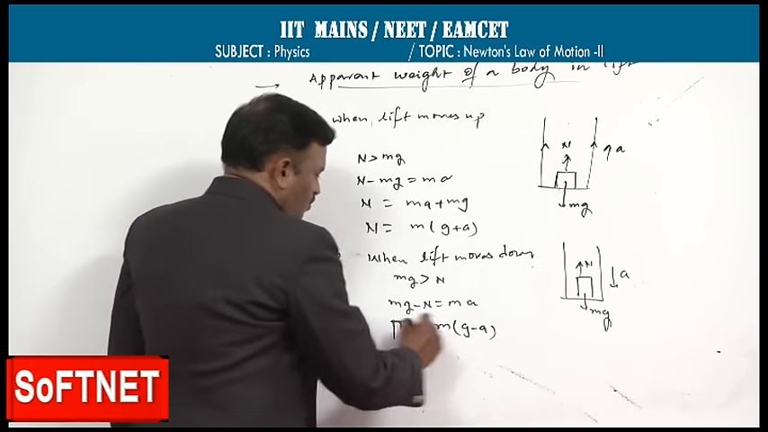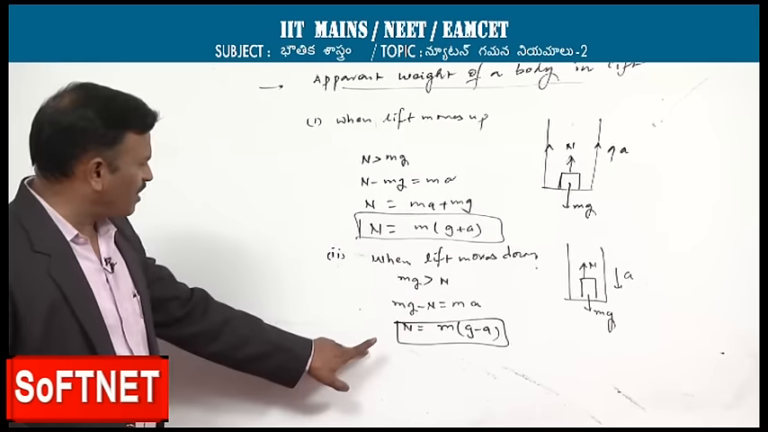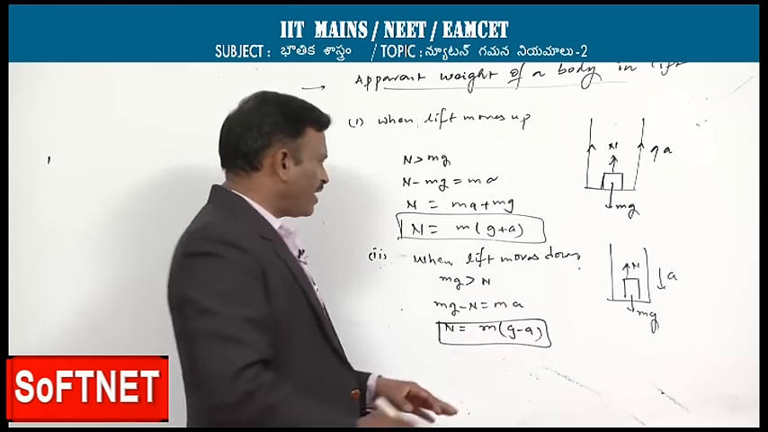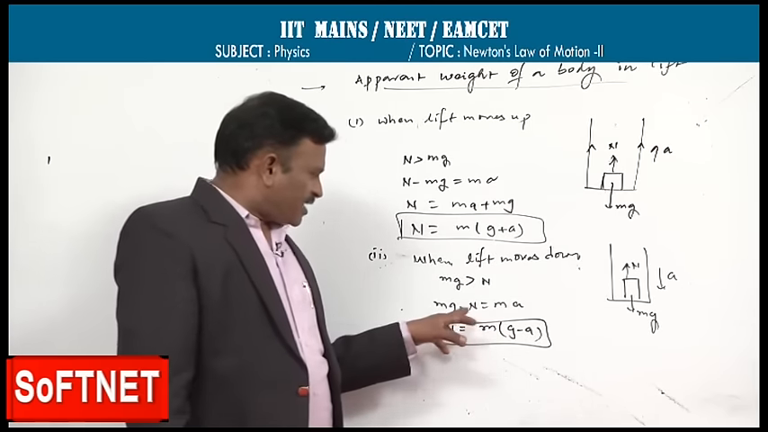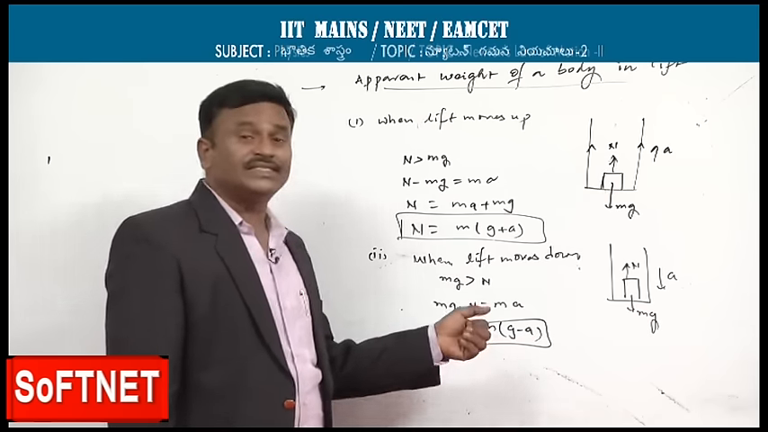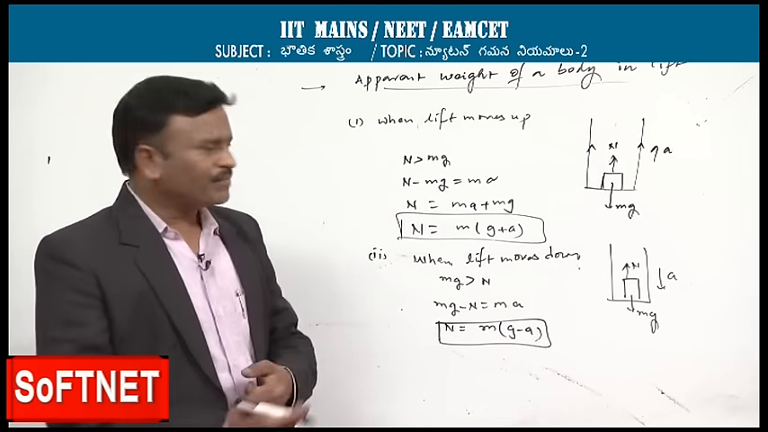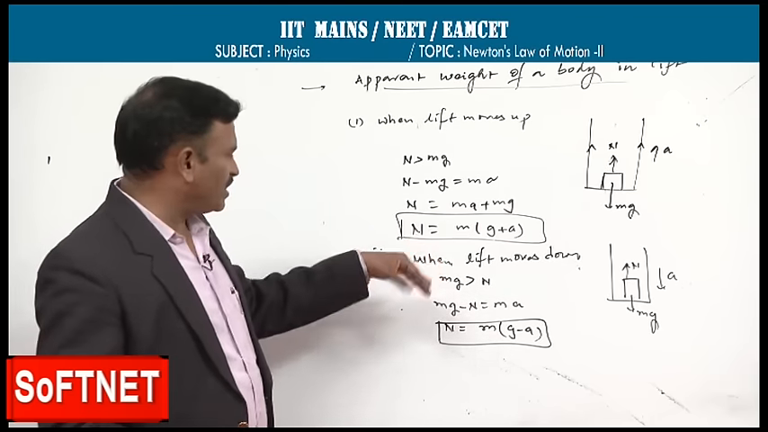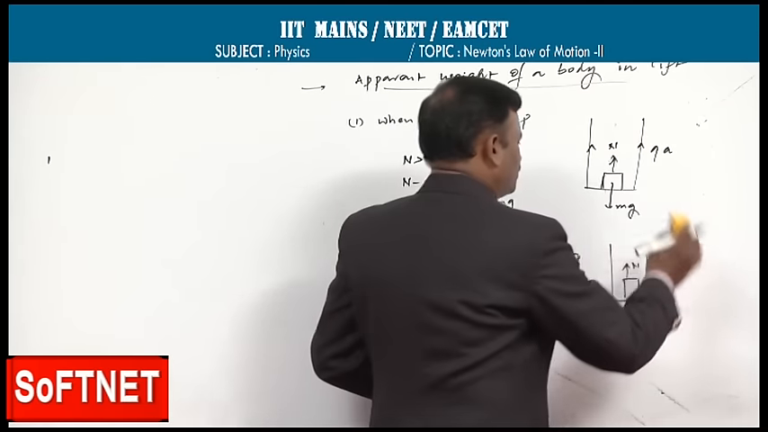So the apparent weight, comparing the lift moving up and the lift moving down: the weight is increasing in one case and decreasing in the other, because mg is the actual weight. In addition to that, ma makes the weight increase here. Here mg is the actual weight, and with m into (g minus a), the weight is decreasing. So as the lift is moving down, we find less apparent weight, and while moving up, the apparent weight will be more than the normal weight, like g plus a, and while coming down, g minus a.